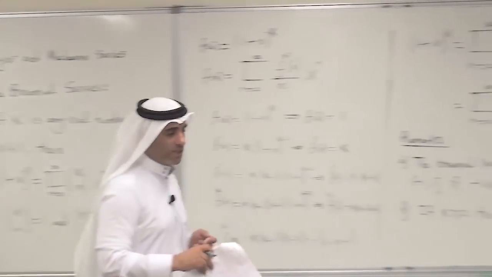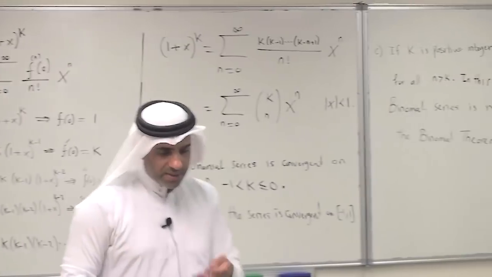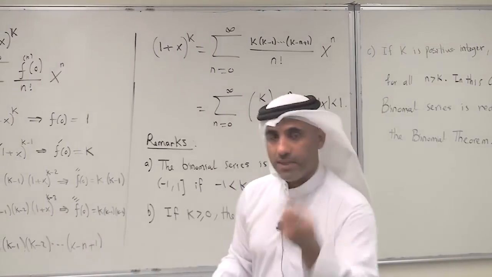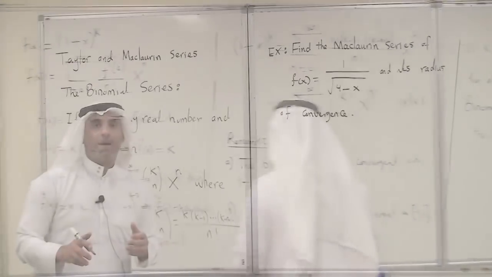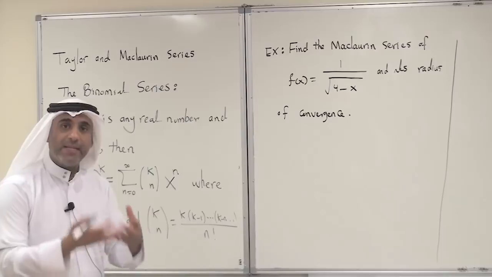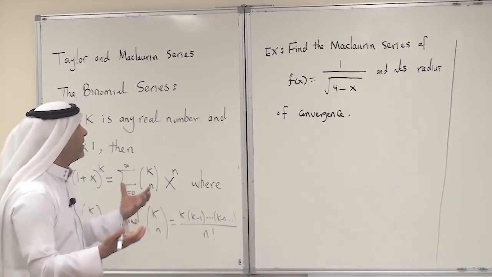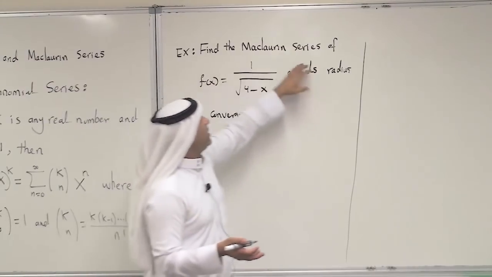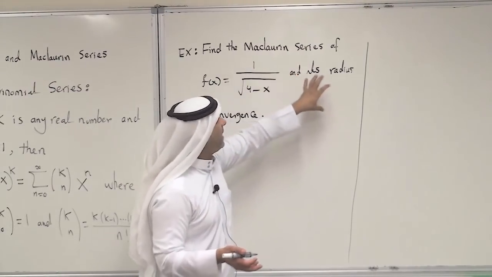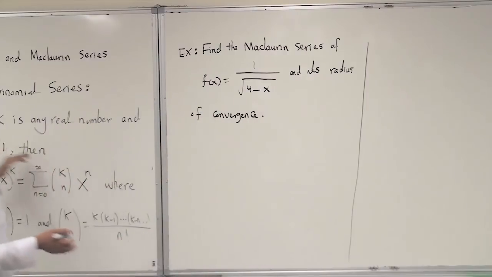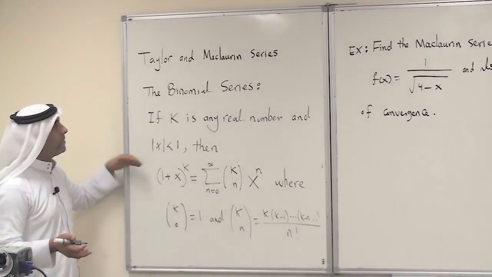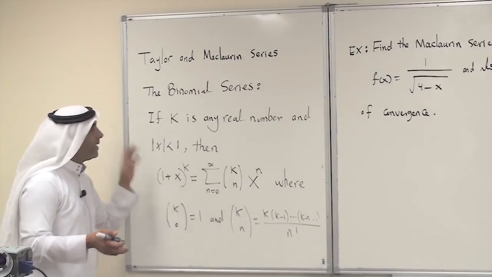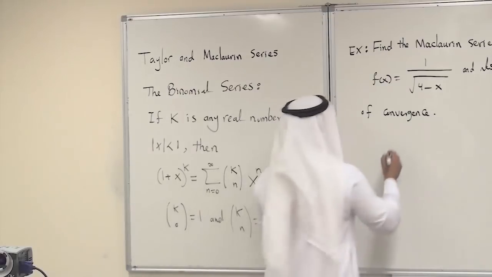Now let us use this binomial series in finding the power series representation of a given function as an example. That will be done in the following exercise. It's time now to see how to apply this binomial series to represent a given function in terms of Maclaurin series. Find the Maclaurin series of this function and state its radius of convergence. We will apply the binomial series, so the first thing we need to do is rewrite the function in this format.